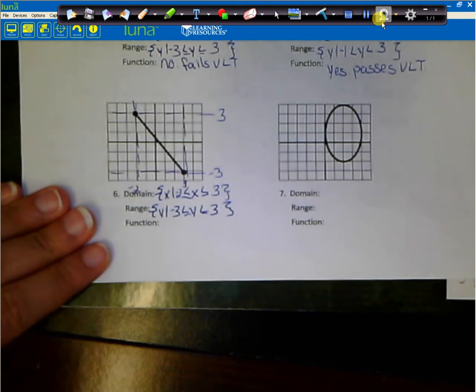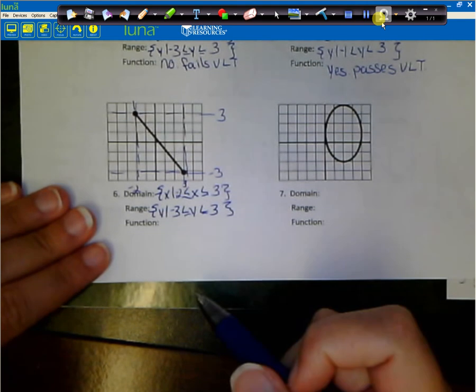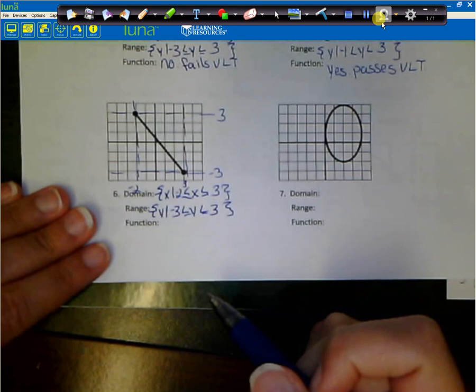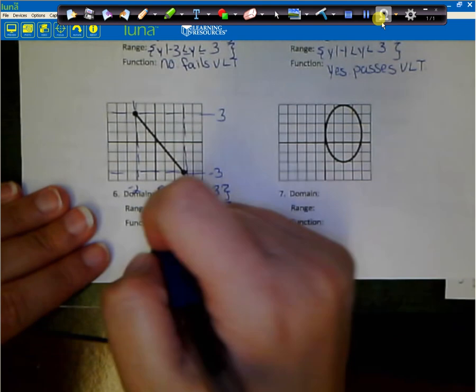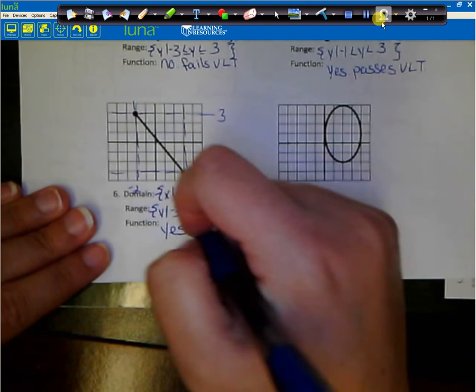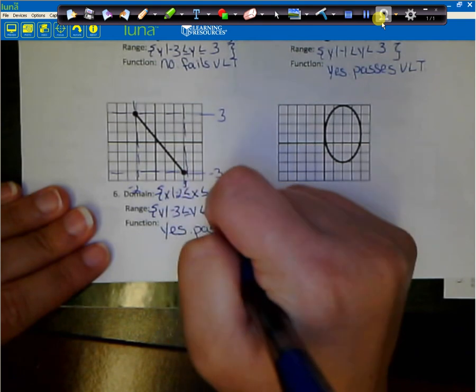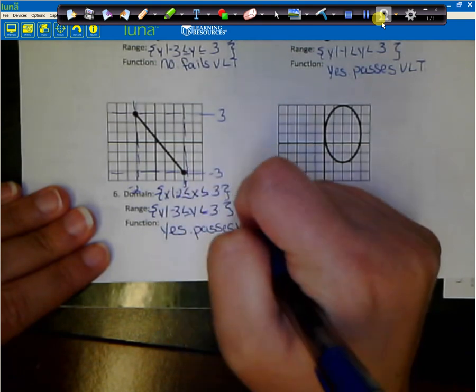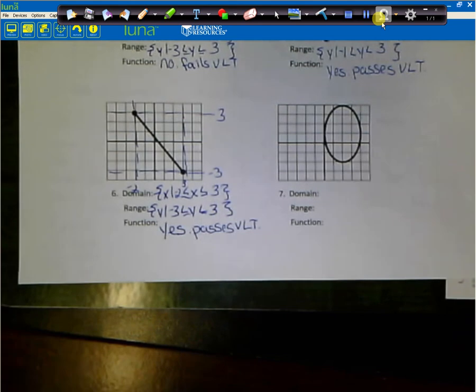And again, with this one, no matter where I draw a vertical line, it's going to pass the vertical line test because it's only going to hit in one place. So I'm going to say yes to the fact that it's a function, and I'm going to say that it passes the VLT. Make sure you have that one down before you move on.